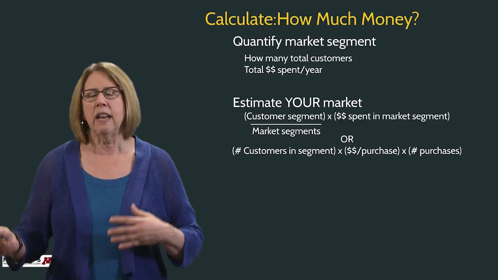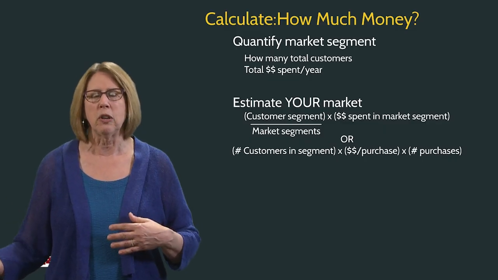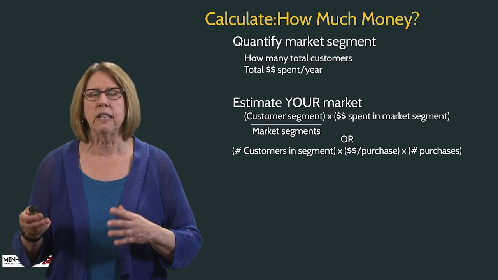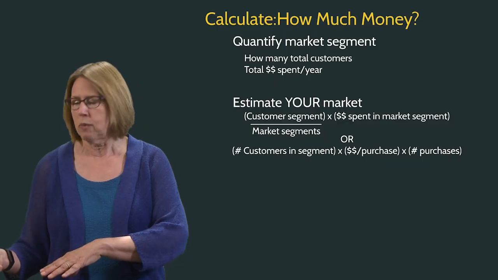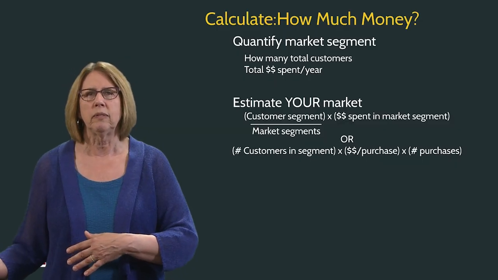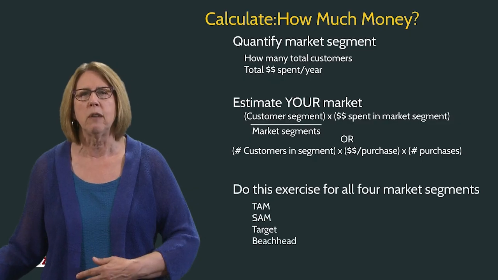The point is not, again, to be right, because you can't be right about the future. The point is to be logical, to have a logic that extends from a few basic pieces of information into something that you can make a directional decision about. And you'll be doing this exercise across all 4 levels of your market.